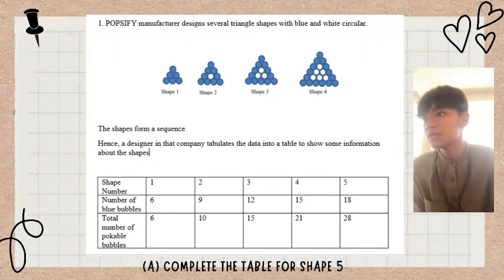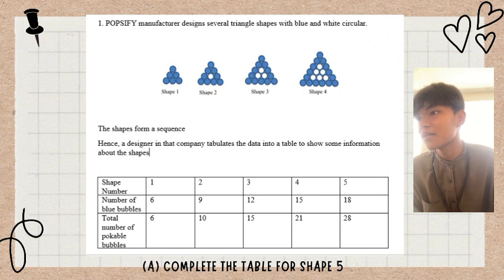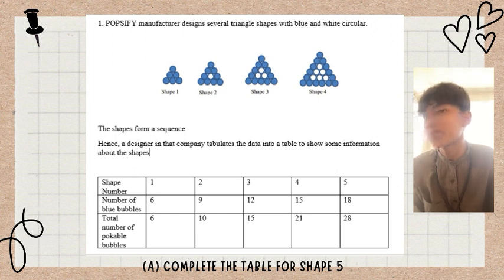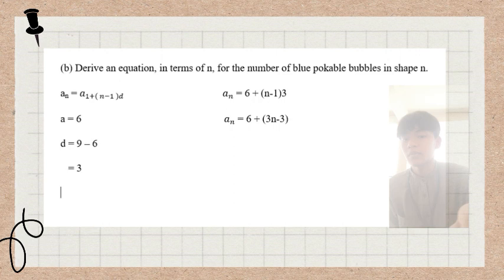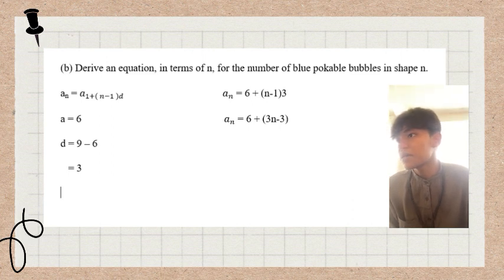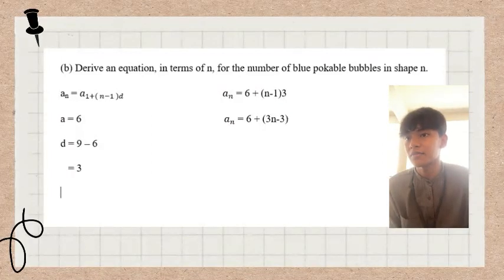For the number of blue bubbles, you just count one by one, like 6, 9, 12, 15 and 18. For the total number of poke-able bubbles, you just count everything, every bubble: 6, 10, 15, 21 and 28. So with that data, we can derive an equation for question B: derive an equation in terms of n for the number of blue poke-able bubbles in shape n.